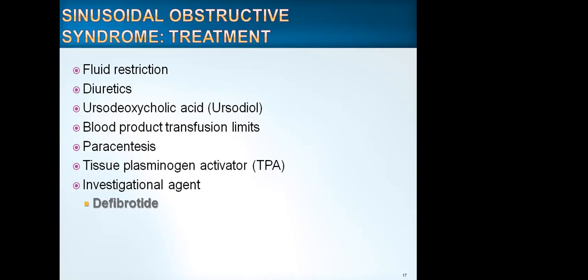If the abdomen is worsening, paracentesis may be needed, but again, in our cases it is very difficult to do paracentesis. TPA is used to restore plasminogen-activating activity, as an investigational agent. And the only drug generally used is defibrotide, but in developing countries like India, we are not so familiar with defibrotide.